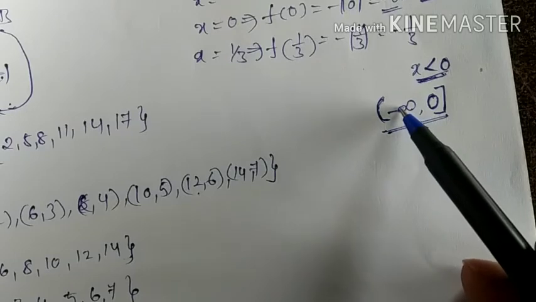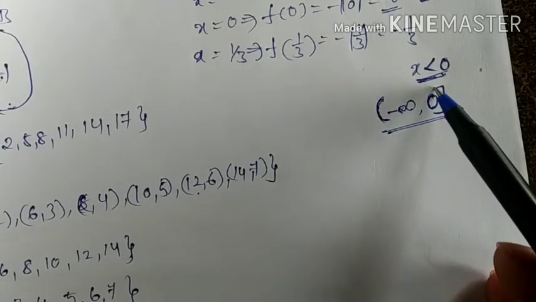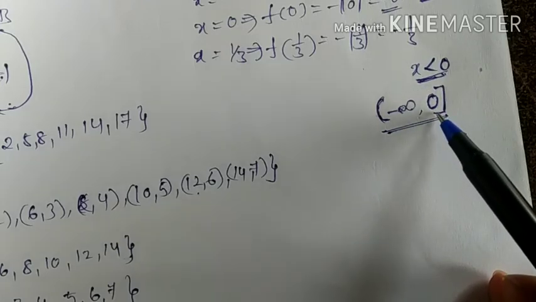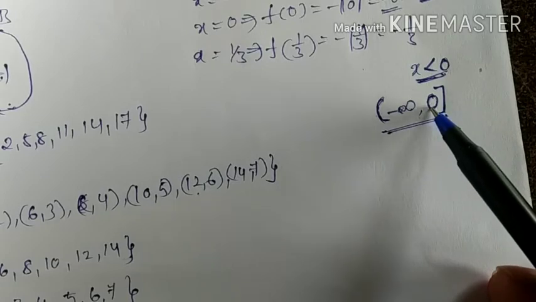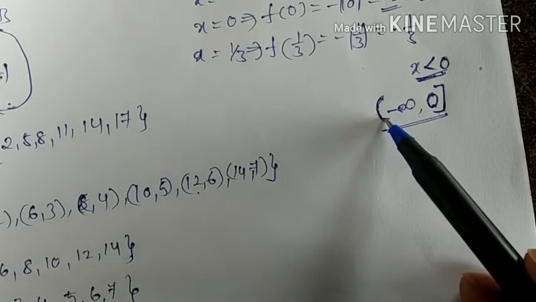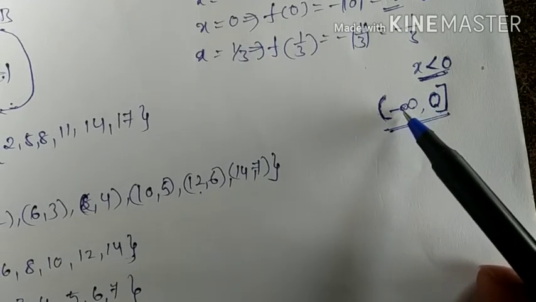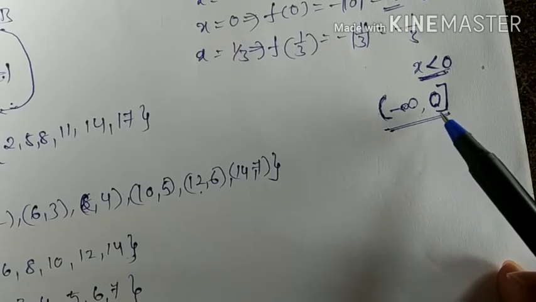So that's why minus infinity has to be considered. These brackets are also very, very important. Here the closed bracket you have to take, because this 0 is also considered. Here the open bracket needs to be used, because minus infinity is not considered. Between these two values you have to consider, right?